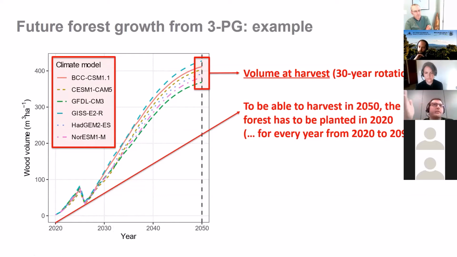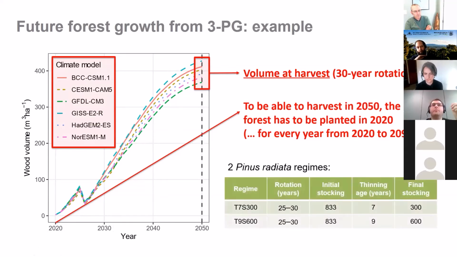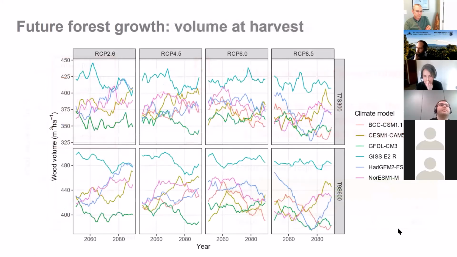So we simulated this growth for every year from 2020 to 2090. We also simulated two different Pinus radiata regimes. One is called T7S300 and the other T9S600. The T stands for the year when thinning takes place, and S represents the final stocking after thinning. All right, moving on.